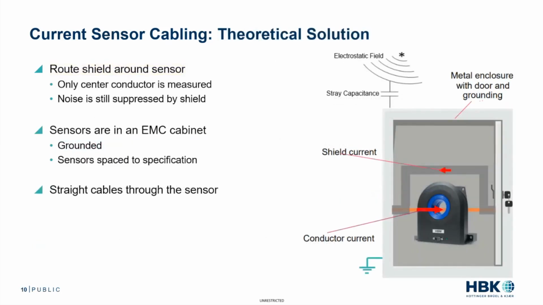So here is a theoretical solution. What you do is you route the shield around the sensor, ideally in a metal enclosure like you see here. This way, only the center conductor is measured, and the noise is still suppressed by the shield because you're still using the shield on the cable outside of the metal enclosure. So the sensors ideally should be in an EMC cabinet, and the cabinet should be grounded, as well as the CT, and we'll talk a little bit more about that in a moment. And ideally, you'd like to have the cables run straight through the sensor or the CT.